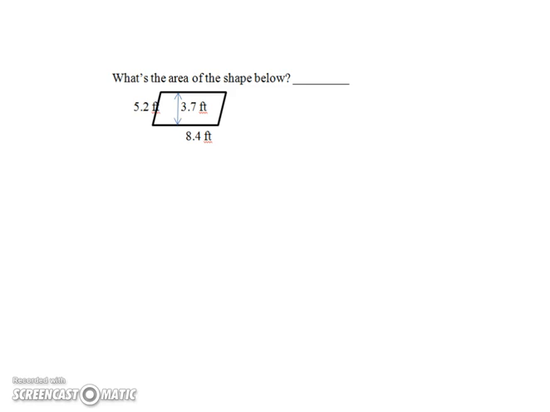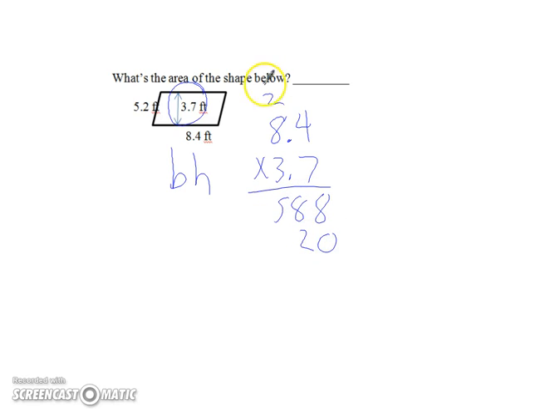What's the area of the shape below? Area of a parallelogram equals base times height. And remember, height is always the one that's going straight up and down. So I've got 8.4 times 3.7. Don't worry about the decimals right now. You just multiply like you normally would. And when you get finished multiplying, you should have 3,108.